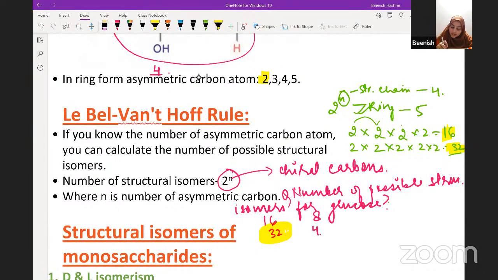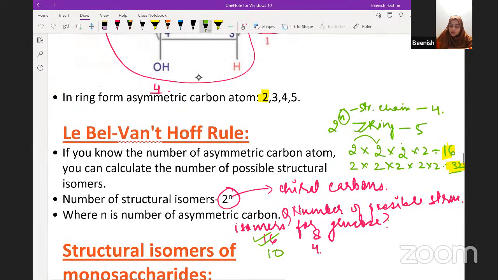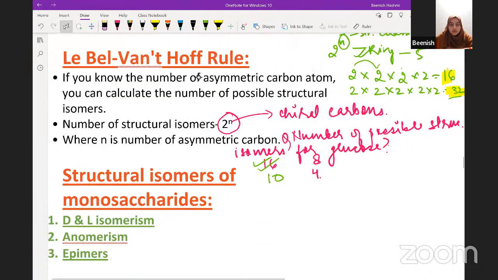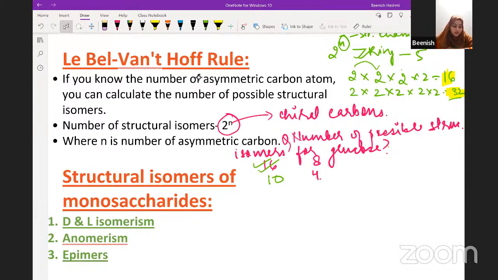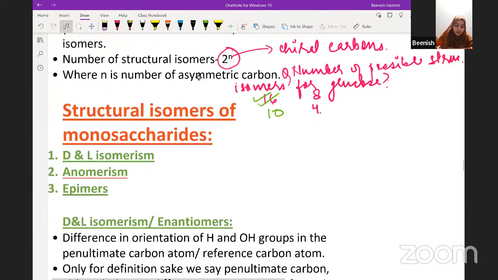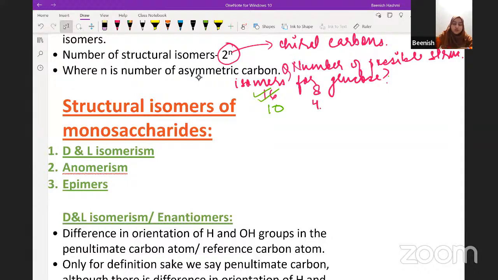But in case 32 was not available, and let's suppose there was the option 10, then when you don't have 32, your answer becomes 16. So sometimes you have to mark your answers depending upon the options available. Now, moving on to the structural isomers of monosaccharides.